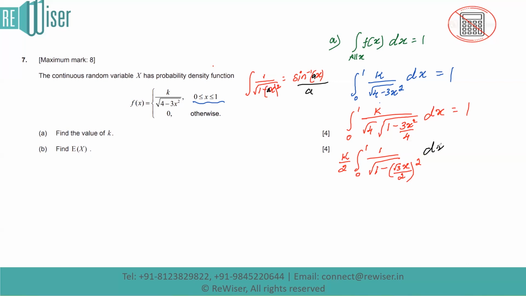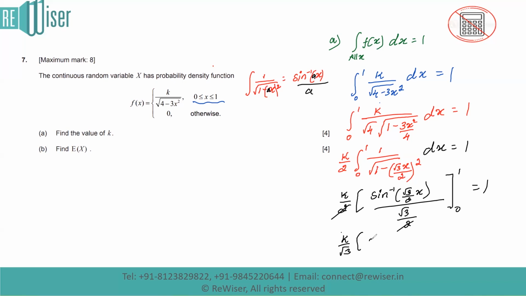Now I can use that direct integration rule. That gives me k over 2 times sine inverse of root 3 by 2 x, divided by root 3 by 2, because in place of a we have root 3 by 2. These 2's get cancelled out. Taking root 3 common outside, it's k over root 3 times the limits. When I put the upper limit, in place of x I put 1, so it gives sine inverse of root 3 by 2. Then minus sine inverse of, in place of x, 0, so sine inverse of 0. And this must be equal to 1.